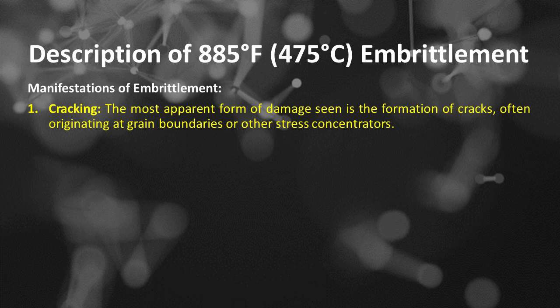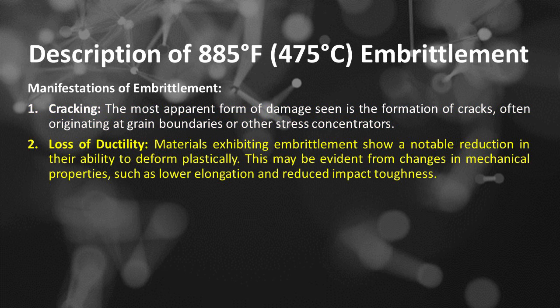Number 1 is cracking. The most apparent form of damage seen is the formation of cracks, often originating at grain boundaries or other stress concentrators. Number 2 is loss of ductility. Materials exhibiting embrittlement show a notable reduction in their ability to deform plastically. This may be evident from changes in mechanical properties, such as lower elongation and reduced impact toughness.